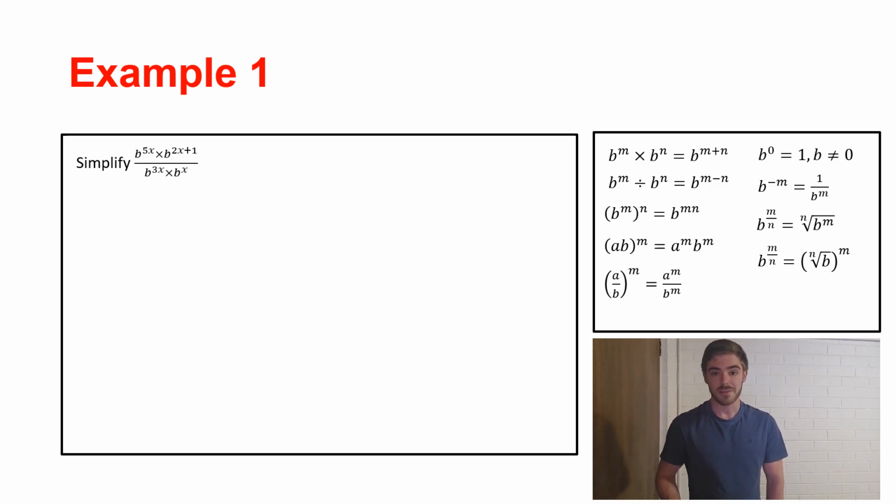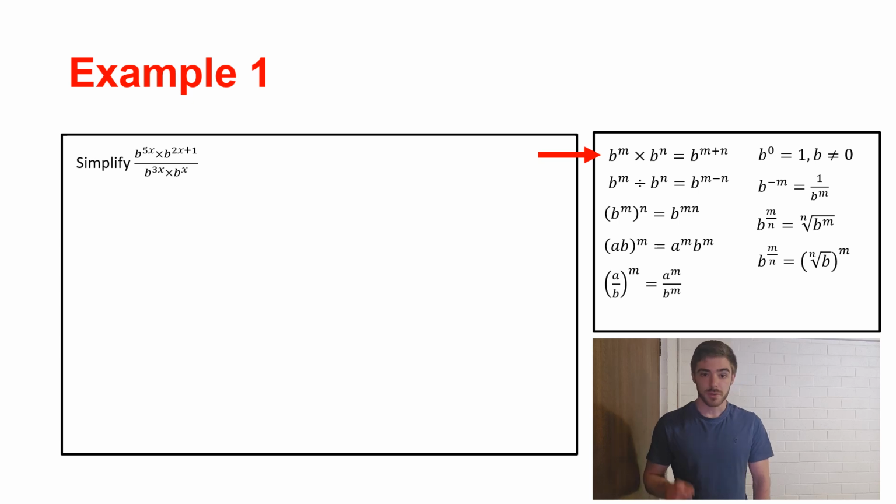In this example, we have a combination of the multiplication and division principles. Under these circumstances, I recommend evaluating the numerator and denominator individually using the multiplication principle first. The new power of the numerator now becomes the power of the first term plus the power of the second term. When we do that, we achieve 5x plus 2x plus 1, which simplifies down to just 7x plus 1.